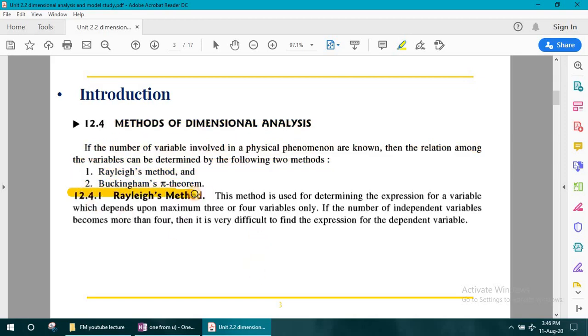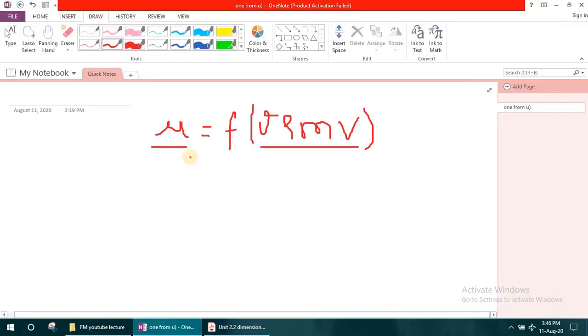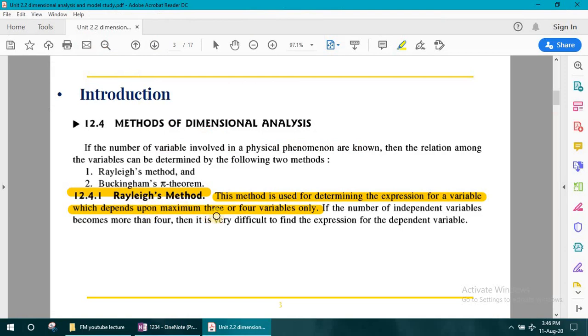Now what is meant by the Rayleigh method? This method is used to determine the expression for variables which depend upon maximum 3 to 4 variables only. It means, here, let's take the example of viscosity depending on, suppose, 1, 2, 3 and 4 variables. So if any physical phenomenon depends on maximum 3 to 4 variables, then only we can use the Rayleigh method. Here it is directly mentioned: maximum 3 to 4 variables only.